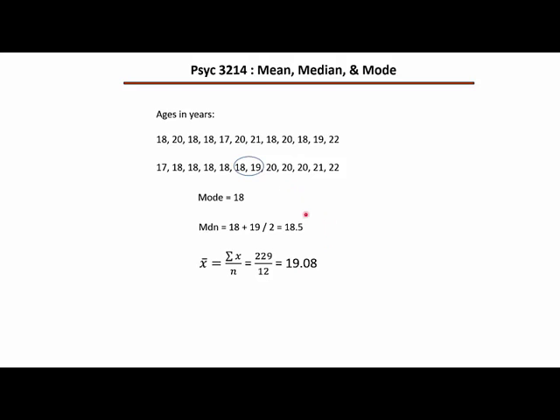So there are the 3 measures of central tendency. And we'll work a few more problems in class, and then we're going to move on to indices or measures of dispersion.